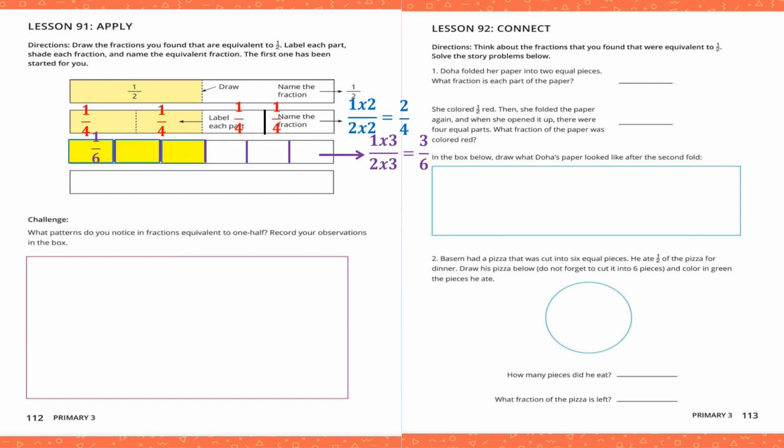Another fraction. I can multiply the numerator and the denominator by 4. 1 times 4 equals 4. 2 times 4 equals 8. So I divide the bar into 8 equal parts. And each part is called 1 over 8. And we will color 4 parts. So 1 over 2 equals 2 over 4 equals 3 over 6 equals 4 over 8. All of these fractions are equivalent to 1/2.